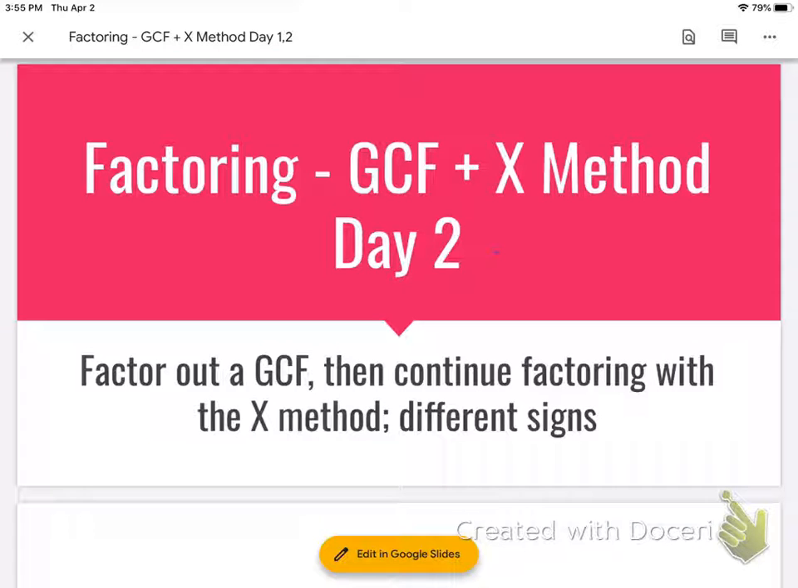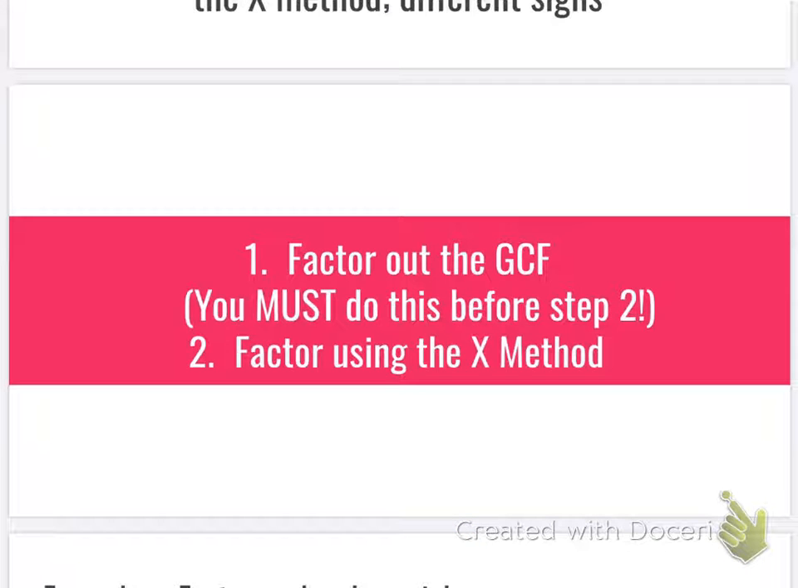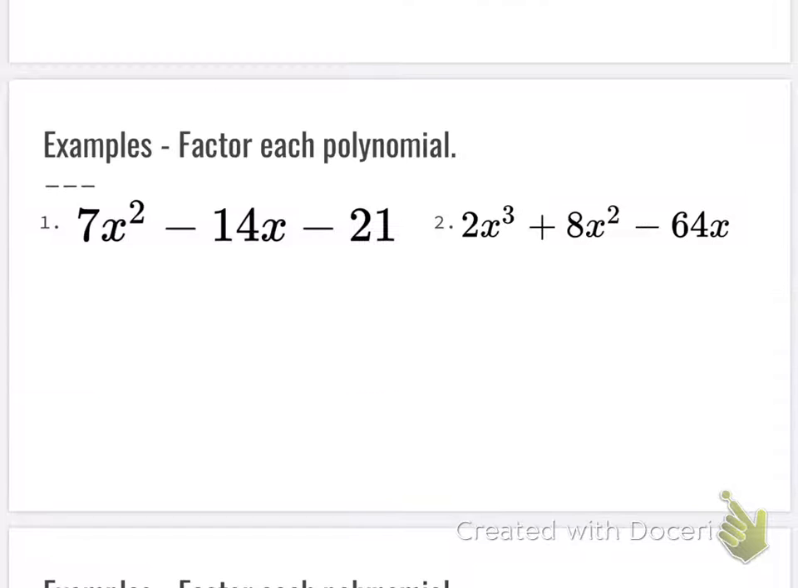Okay guys, today is factoring GCF plus X method day 2. So we're going to factor out the GCF and then continue factoring with the X method. But today we're going to do different signs. Where yesterday you had plus for the last sign, this one's going to be a minus. So first you must factor out the GCF, greatest common factor, and then factor using that X method that we've been doing. Okay, so let's get started.